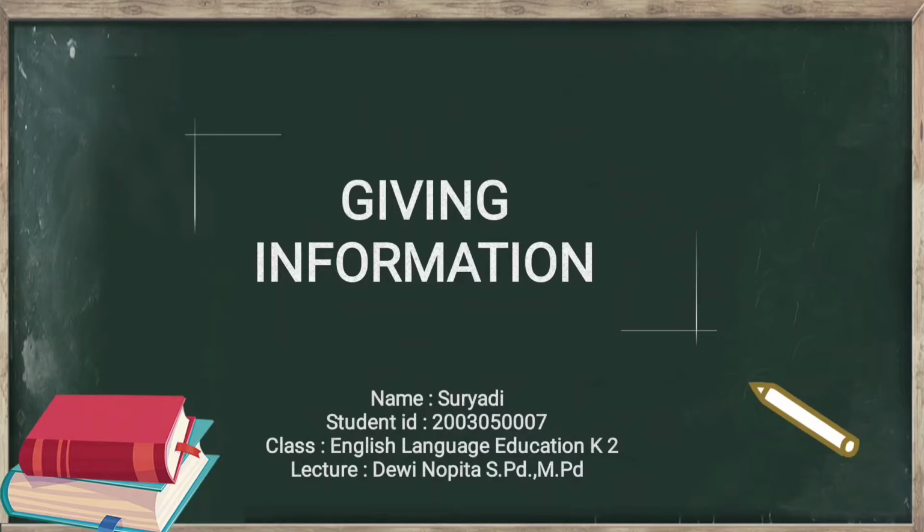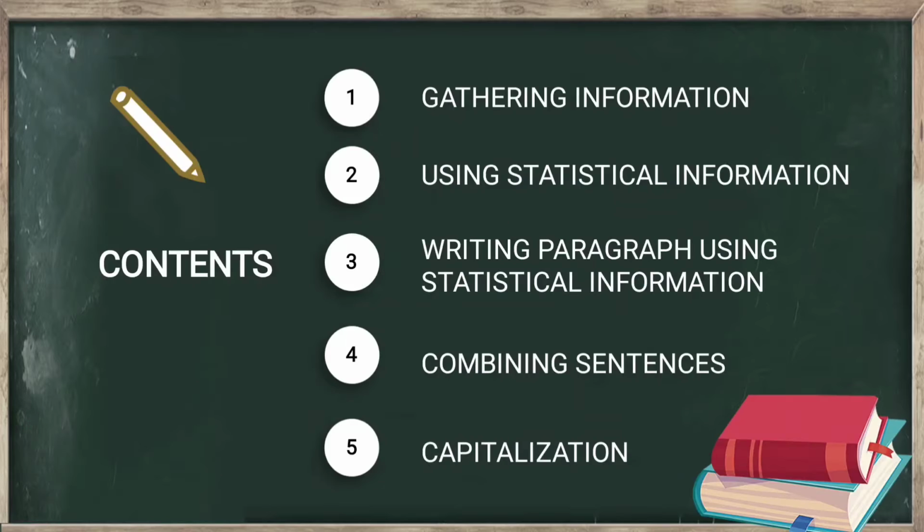To shorten our time, let's go straight to the discussion. The first material that I'm going to explain is the table of contents. I have 5 materials to explain. The first material is gathering information. The second is using statistical information. The third is writing paragraph using statistical information. The fourth is combining sentences. And the fifth is capitalization.